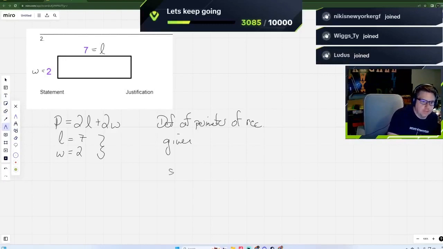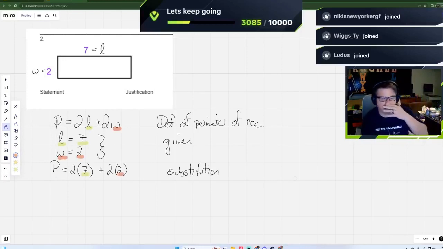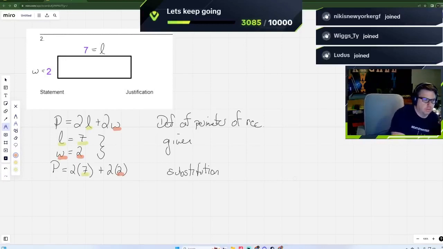Okay. Then, once again, substitution comes into play. And we're going to get the perimeter equals 2 times the length plus 2 times the width. So all I did was I replaced my length with what my length actually equals. And then I did the same thing with my width. Okay, so I'm just replacing my letters with numbers. Now multiply it together. So if I do that, 2 times 7 is going to give me 14.